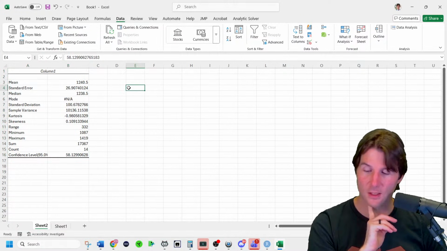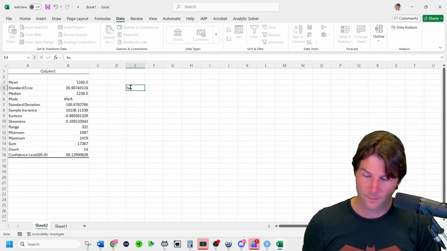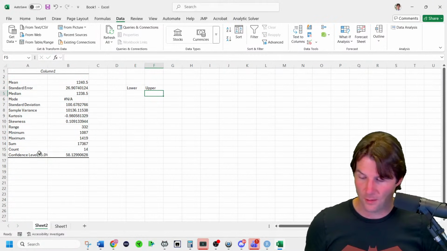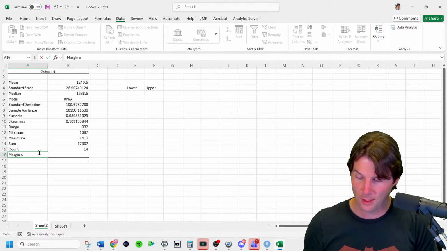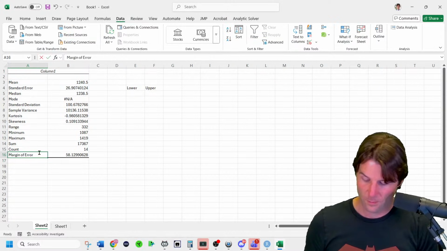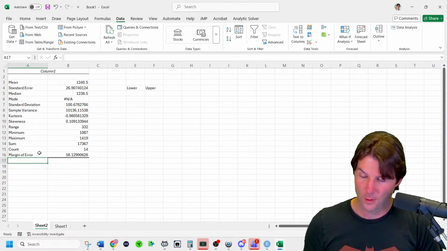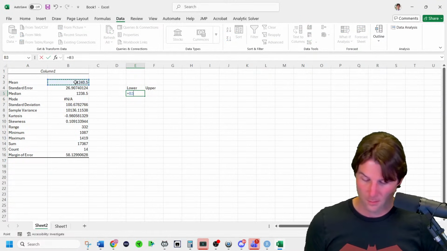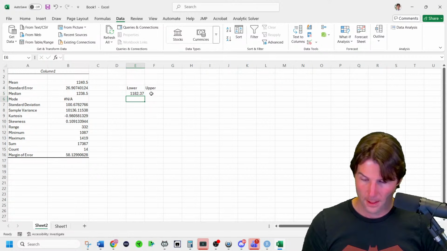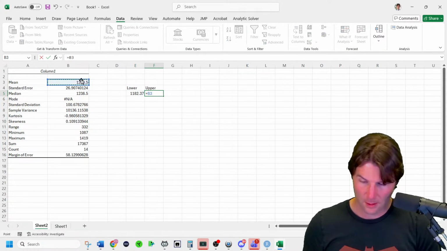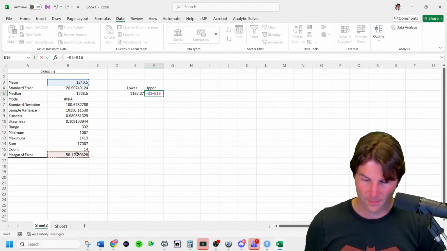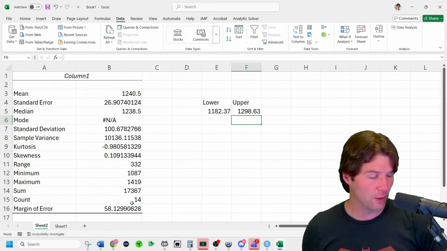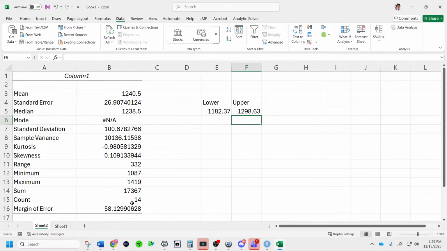You see the 58. So the lower and the upper, they shouldn't call this confidence 95. They should call it margin of error. So that's the margin of error. The lower is going to be the mean minus the margin of error, and the upper is going to be the mean plus the margin of error. There's the answers. So know that this is the margin of error. That's very important for your Excel output. The margin of error is down there at the bottom.